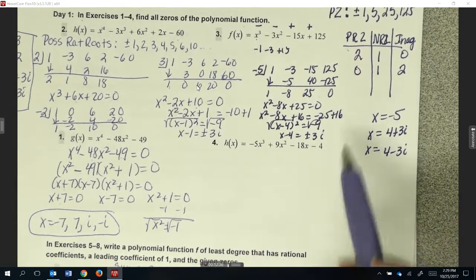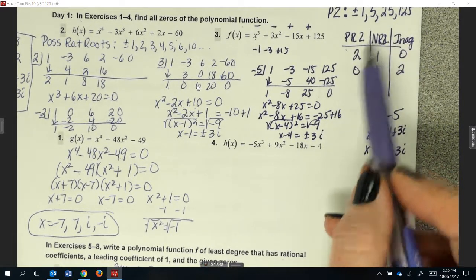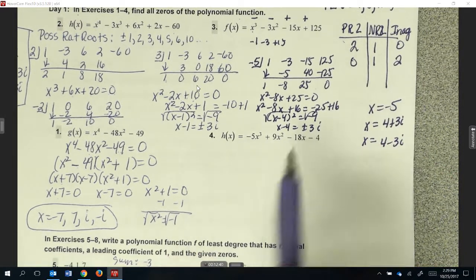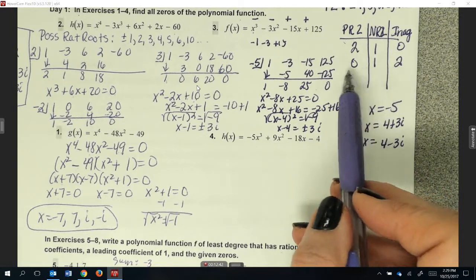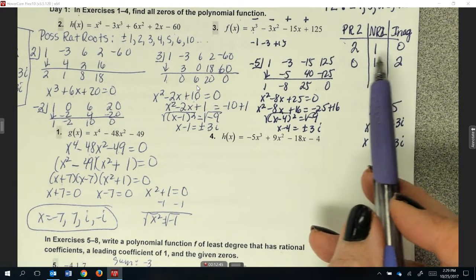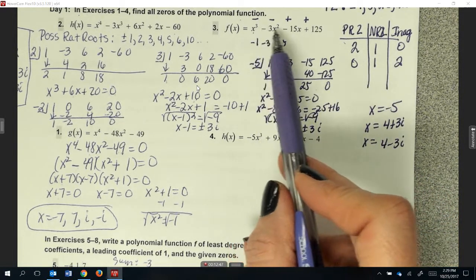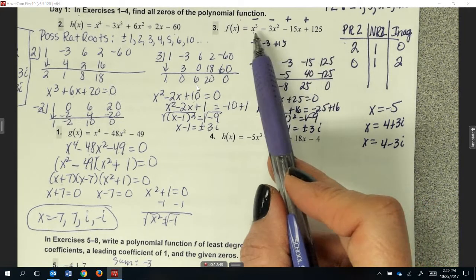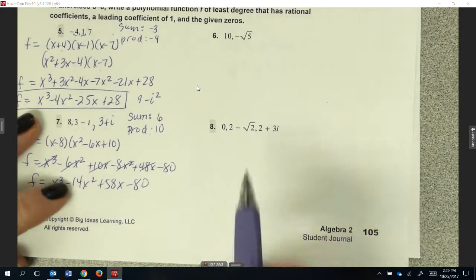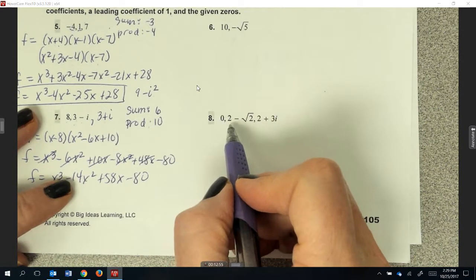All right, very good. So this is something that you can use now to kind of narrow down your choices, but you don't have to write it on every problem. They're going to ask you more specific problems about how many possible positive real zeros are there and things like that by using Descartes' rule of signs.